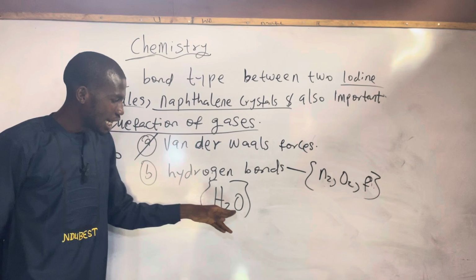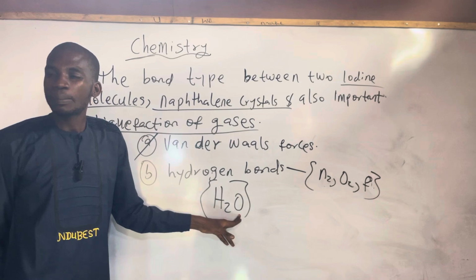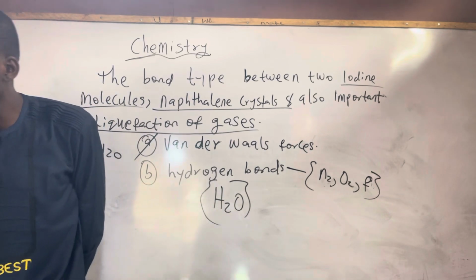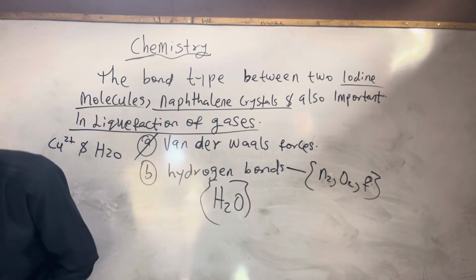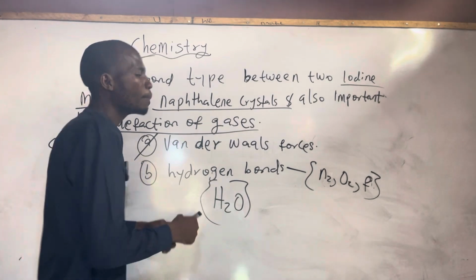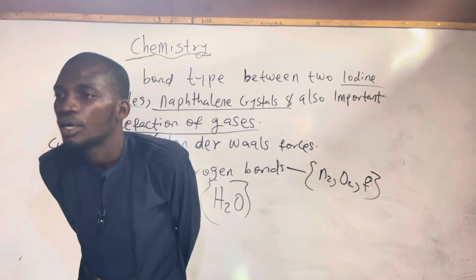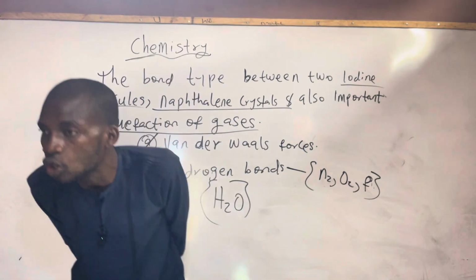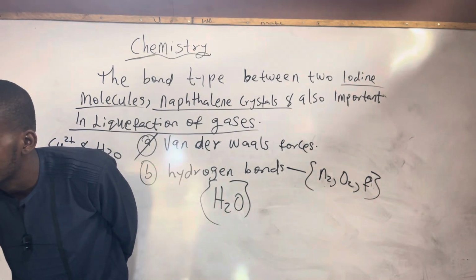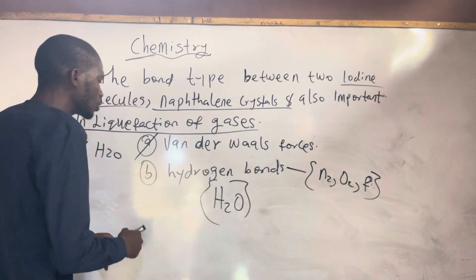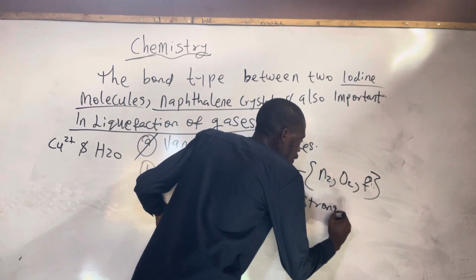That is non-metals. A bond between hydrogen and strong non-metals is called hydrogen bond. But a bond between metal and non-metal is different. It's a bond between hydrogen and strong non-metals.